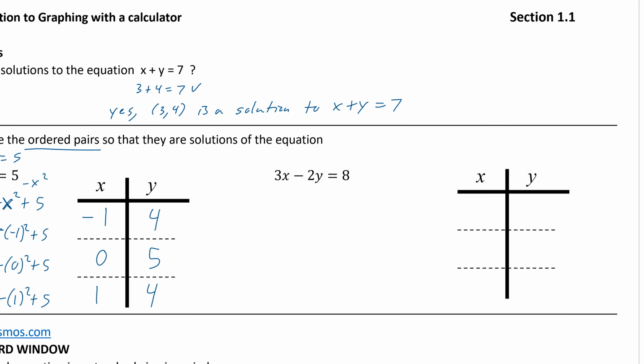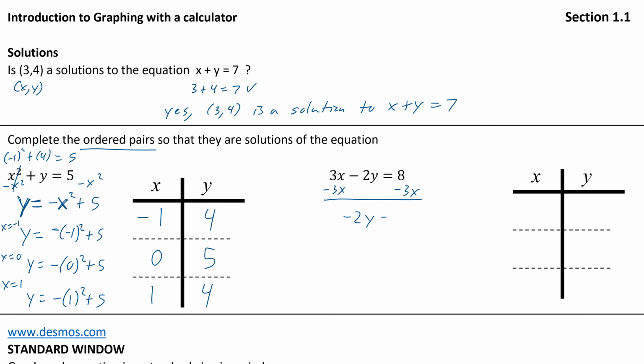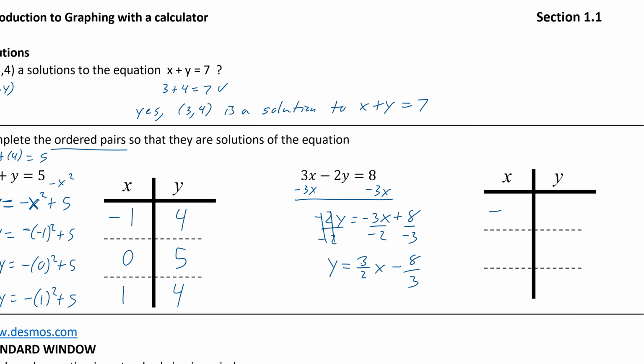We do the same thing over here for the second equation. If I subtract 3x, this is something you're going to be doing often, solving for y, and we divide by -2. Make sure you divide all parts, because we are dividing every single term. This would now become positive 3/2 x, and this is now minus 8/3. If we were to now plug in that -1, 0, 1, it will give us 3 ordered pairs, right?